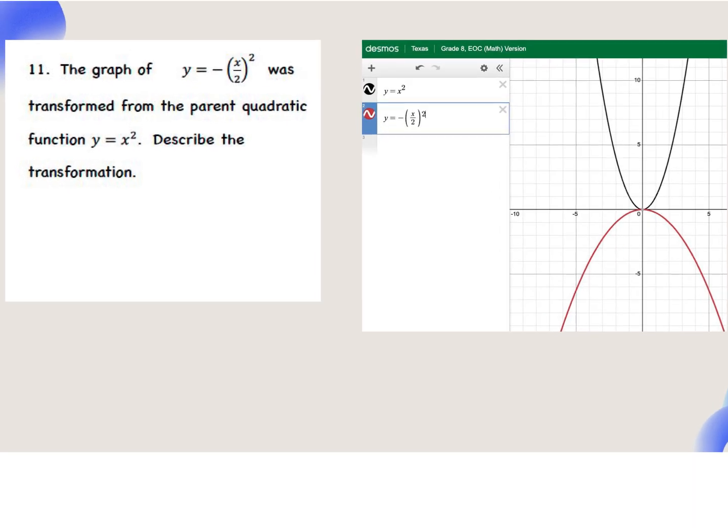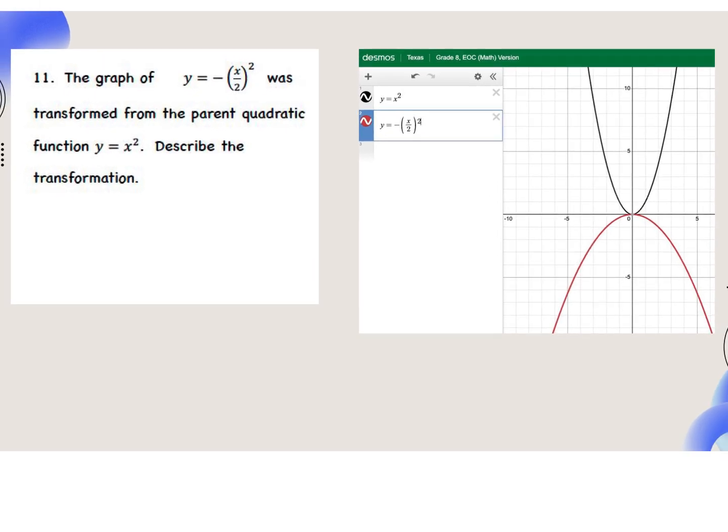This is transformations from the last unit. So I've graphed x squared and I've graphed negative quantity x divided by 2 all squared. So you can see, describe the transformation. So it reflected over the x, because it's going the opposite. And then it didn't go left, right. It didn't go up, down, but notice that it did get wider.